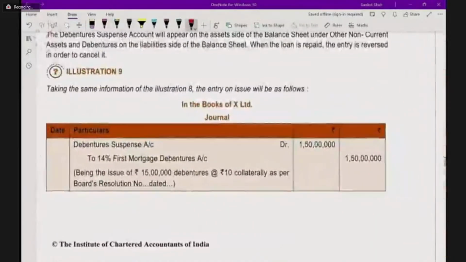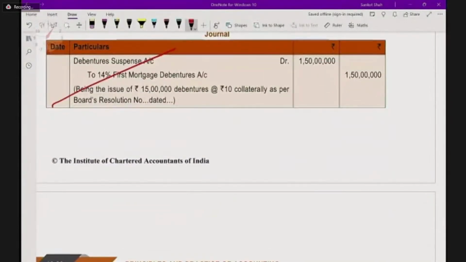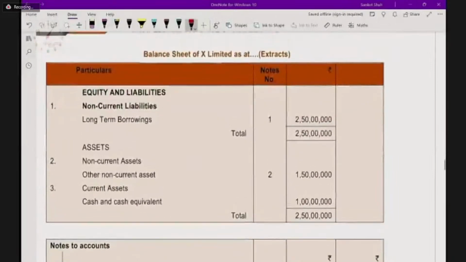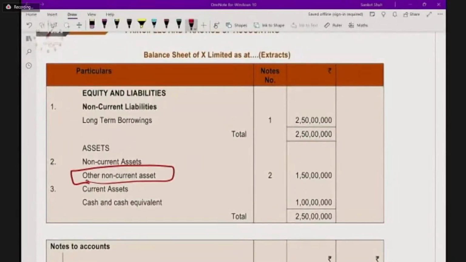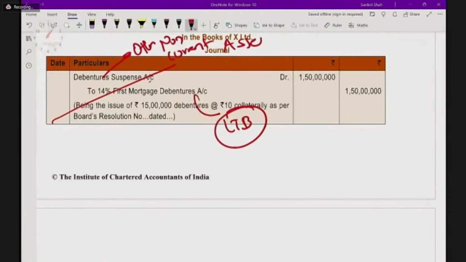And illustration number 9. Cash account debit to loan account, debenture suspense to debentures account, and where to show debenture suspense? Under the head other non-current assets. Debentures we will add inside long-term borrowings, and debenture suspense goes under other non-current assets, a debit balance. Debenture suspense, most important thing.